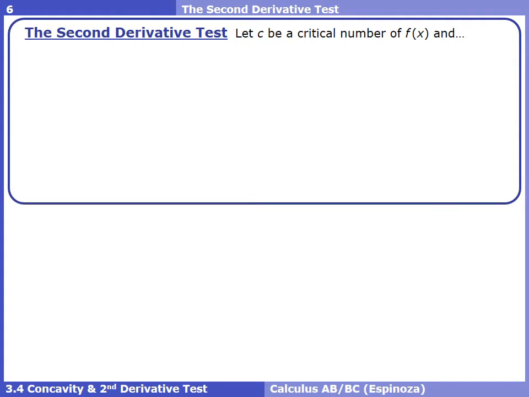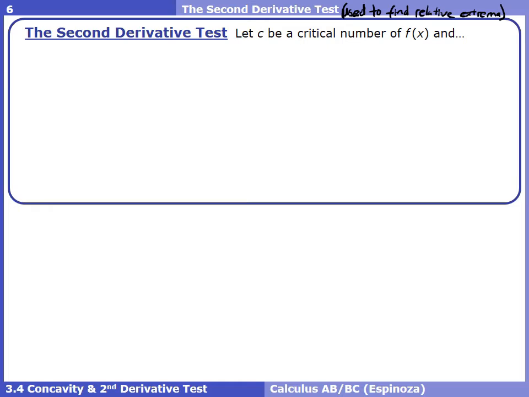Okay, we're going to shift gears just a little bit. We're still talking about this concept of a second derivative, but we're going to be looking at how it applies in this second derivative test. So make this little note here. It's not printed in the notes, but it's a big important thing that you need to realize about this second derivative test. It is only used to find relative extrema.